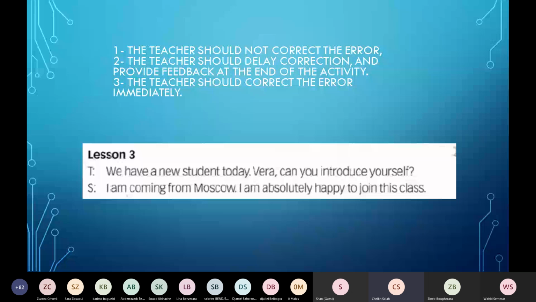So as I said, this is lesson 3. So lesson 2, I agree with the participant. Thank you for your answer. Now, lesson 3, here, which one do you choose? Are you going to choose 1, 2, or 3 regarding the teacher saying, we have a new student today, Vera. Can you introduce yourself? And she introduces herself by saying, I am coming from Moscow. I'm absolutely happy to join this class. So would you rather not correct the error, delay the correction, or correct it on the spot, I mean, immediately? Anyone? Yes, Abdulrazak, go ahead.